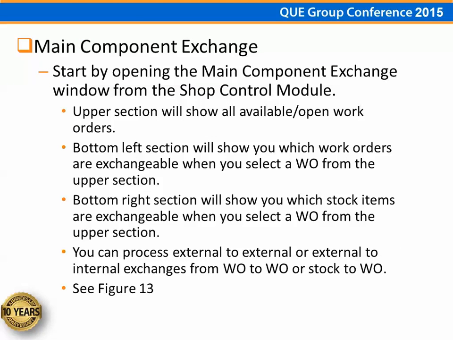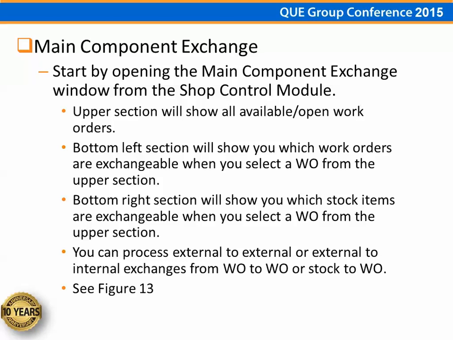So if you choose to do this, you'll start by opening the main component exchange window from the shop control module. The upper section is going to show you all available and open work orders. The bottom left section will show you which work orders are exchangeable when you select a work order from the upper section, so only those that are alternates or the same.